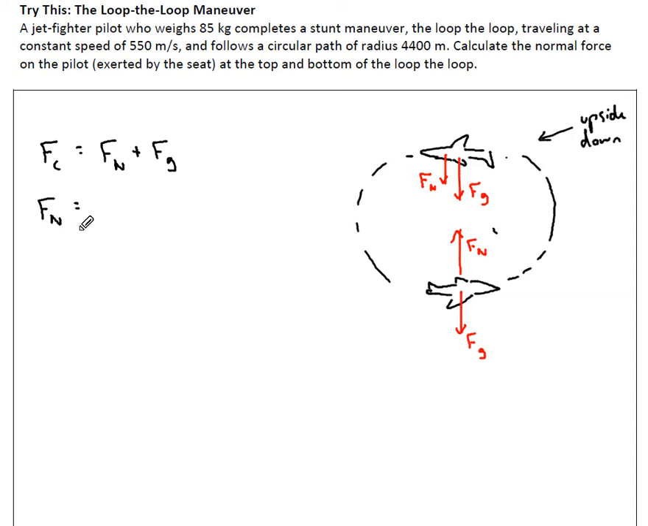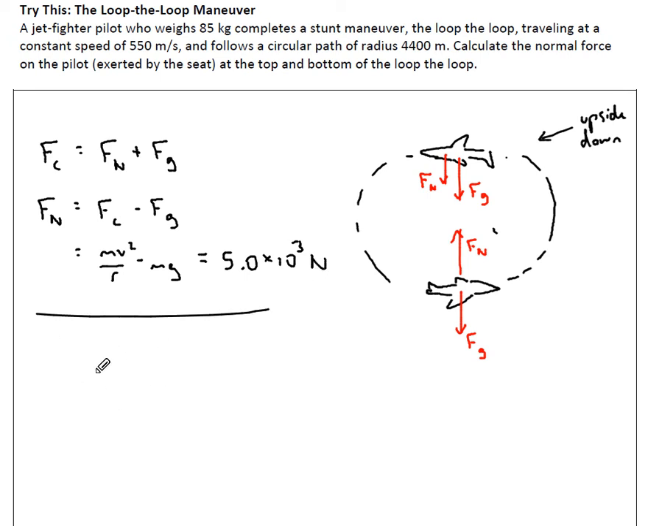We see normal force is equal to Fc minus the force of gravity. So we get mv squared over r minus mg, and we plug in our values. This is 85 kilograms. We're traveling at 550 meters per second. Our radius is 4,400 meters. Pretty big. And it comes out to a value of 5.0 times 10 to the 3 newtons.